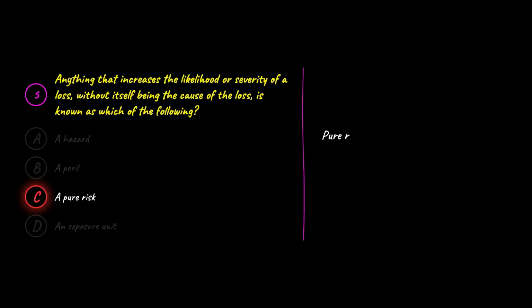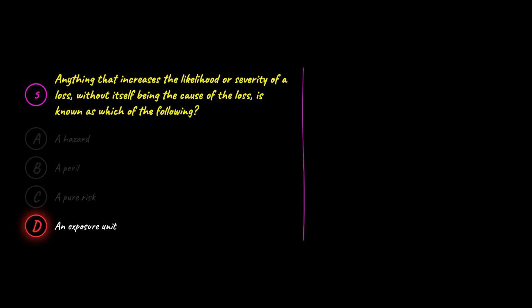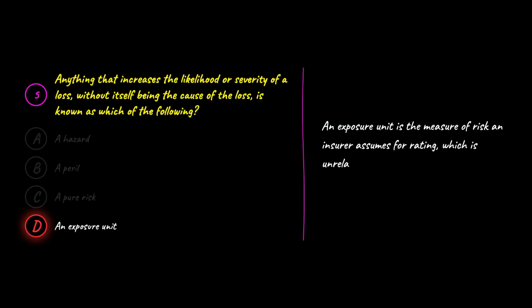C is wrong because pure risk describes a situation offering only loss or no loss. It is a type of risk, not a condition that raises loss probability. D is wrong because an exposure unit is the measure of risk an insurer assumes for rating, which is unrelated to increasing the chance of a loss.